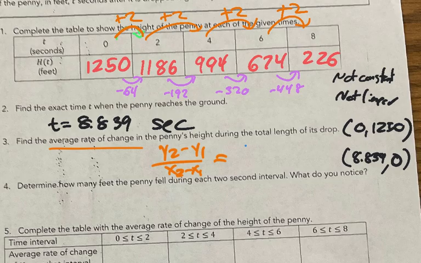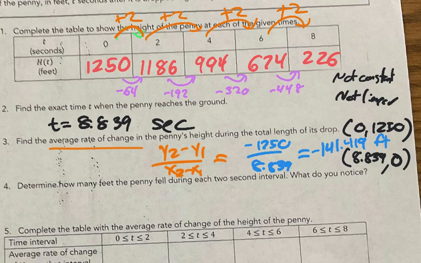So what was the change in Y? Negative 1250. What was the change in X? 8.839, which is, I don't know, negative 141.419. And this is in feet per second, right, because the change in Y is feet and the change in X is seconds. So on average, it was dropping 141 feet every second.